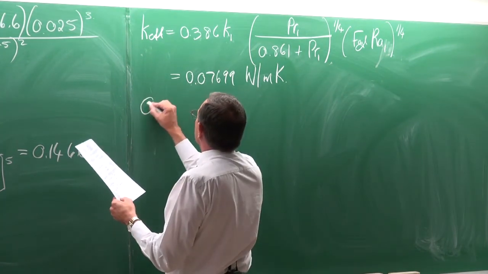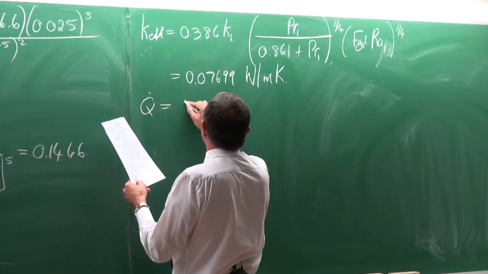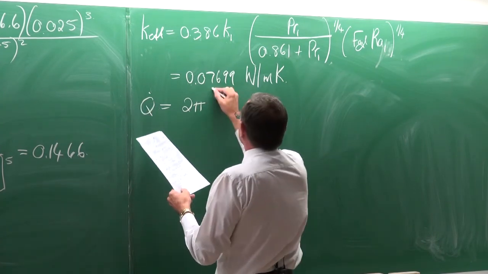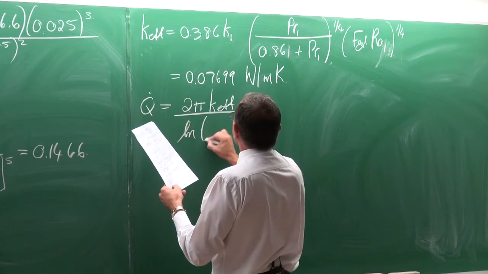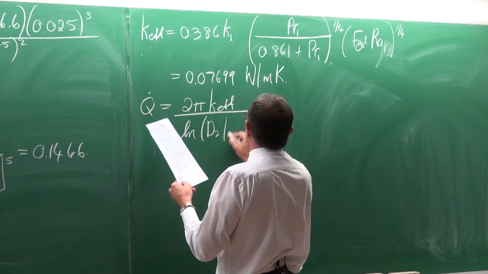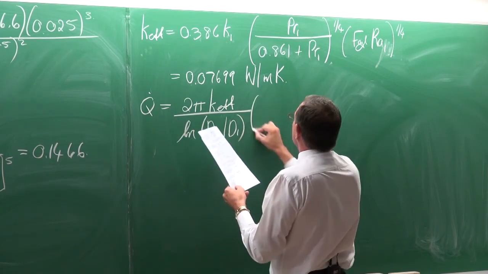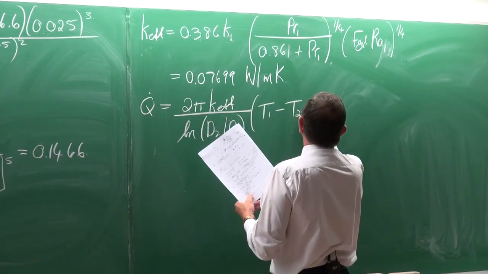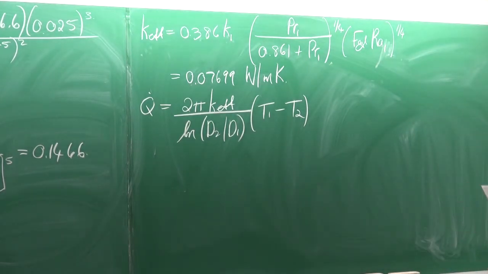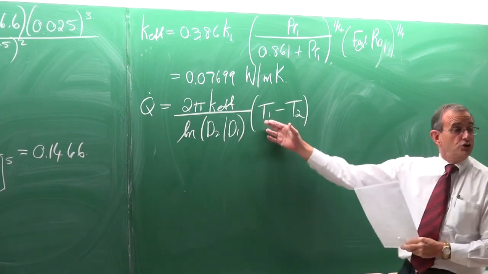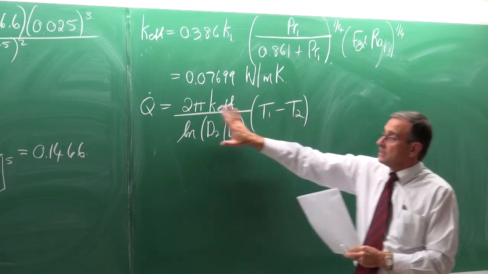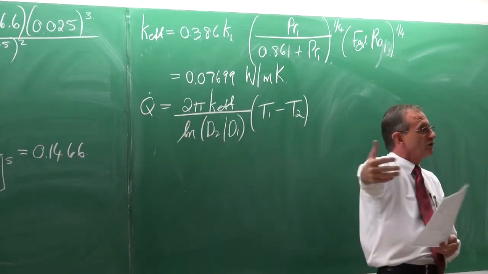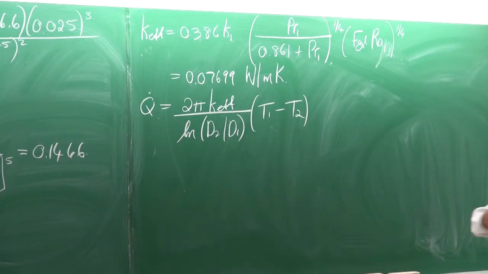So now we can calculate the heat transfer rate, which is equal to 2 times pi multiplied by K effective divided by the ln of the outer diameter divided by the inner diameter, multiplied by T1 minus T2. With my assumption of 90 degrees, you can calculate the heat transfer rate and see if it is 40. If not, you can change this value.